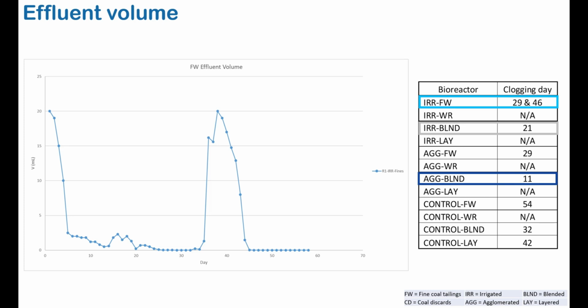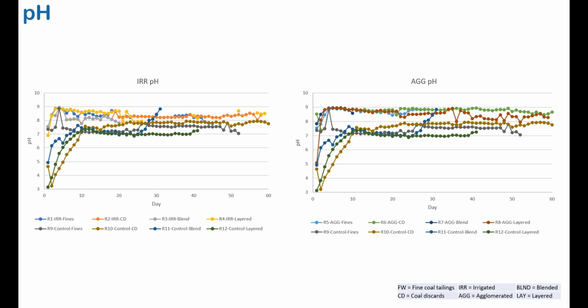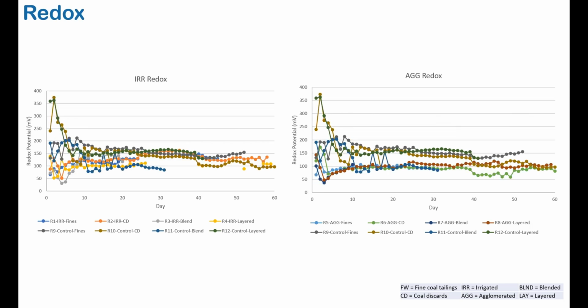When looking at the MICP mechanism, urease breaks down the urea into ammonium and carbonate. The released ammonium increases the pH, which creates an environment that is suitable for Sporosarcina pasteurii, that is between pHs 7 and 9. Therefore, monitoring the pH of the effluent allows us to observe the urease activity as the pH increases to between 8 or 9. All inoculated columns clogged when their pH value was close to pH 8. Except for the control blended bioreactor, which followed the agglomerated coal discard bioreactor, all other bioreactors were clogged when the redox conductivity values were between 100 and 150 millivolts.